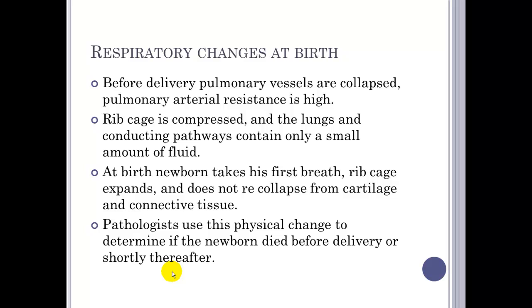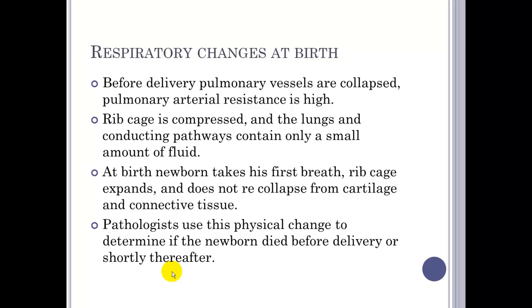At birth, the newborn takes their first breath. The rib cage expands and does not recollapse from cartilage and connective tissue. What this allows for is the normal pressures that we know today to occur. So now we get pulmonary shunting occurring correctly. Most of the holes close up or start their closure procedures.